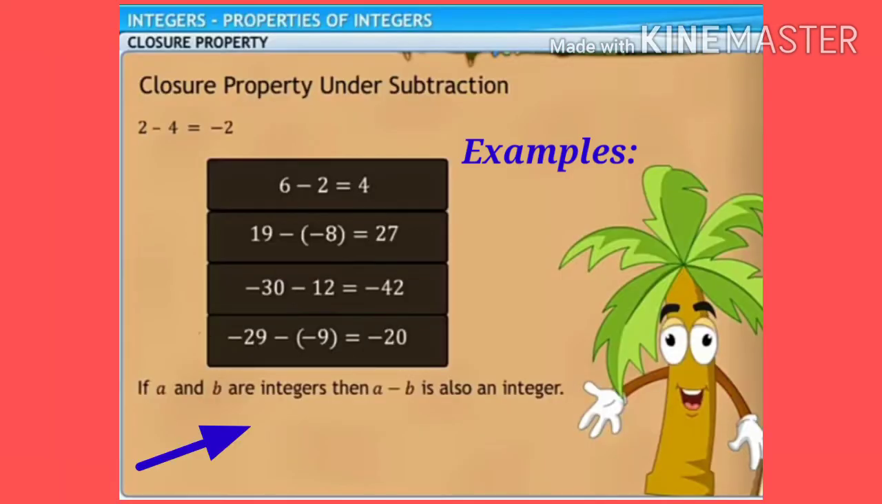For example, 2 minus 4 is equal to minus 2, which is an integer. Minus 29 minus of minus 9 is equal to minus 20. From these examples, we observe that the collection of integers is closed. That is, the difference of two integers is always an integer. Therefore, for any two integers a and b, a minus b is also an integer.